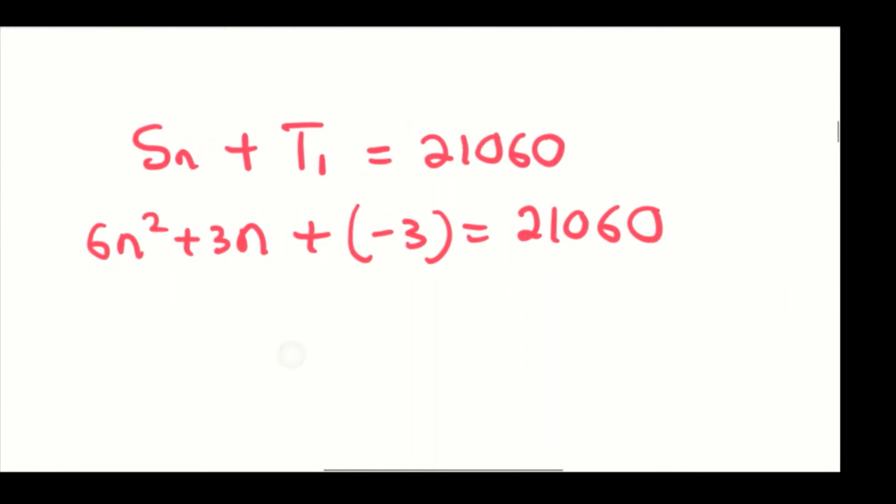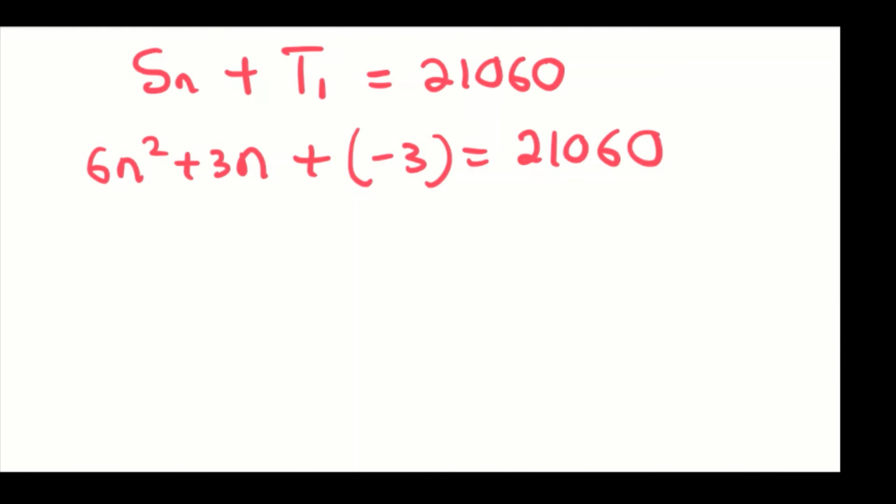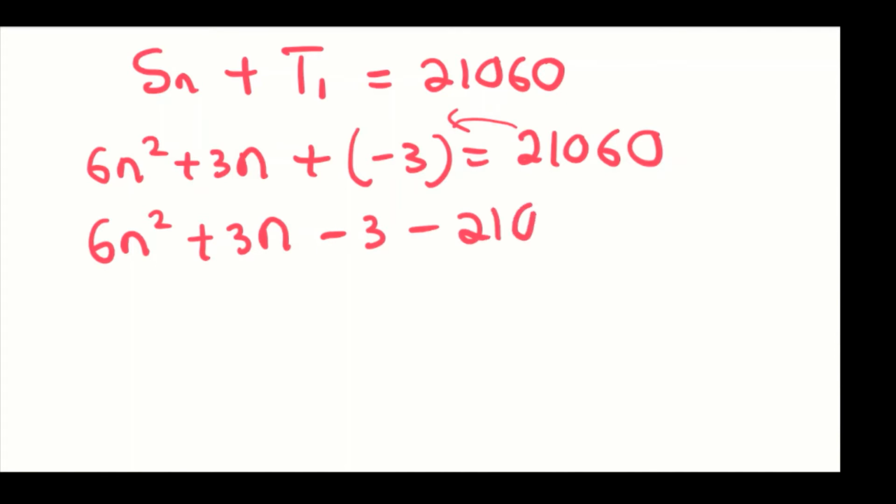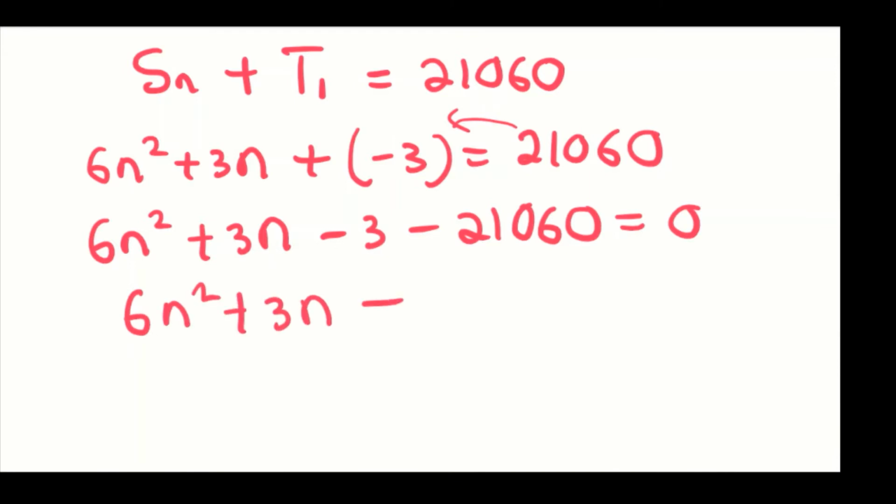So what you're going to do is just add and subtract everything. So we're going to transpose this to the other side. So you have 6n squared plus 3n minus 3 minus 21060 being equal to 0, right? So the whole point here is to identify the n term, right? So it's going to be 6n squared plus 3n minus 21063 being equal to 0.